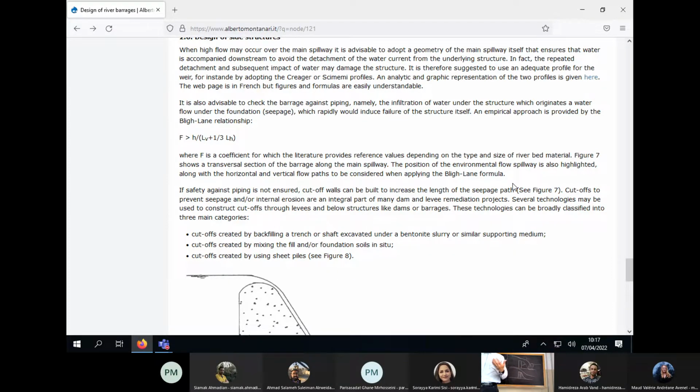You divide H by the sum of the vertical path plus 1/3 of the horizontal path, and then you get a number, to be compared with a safety factor, which depends on the type of soil, and which is given by tables. It's given by the literature. And therefore, you have to make sure that the value of F given by the literature is higher than the ratio between the water depth and the paths computed in this way.